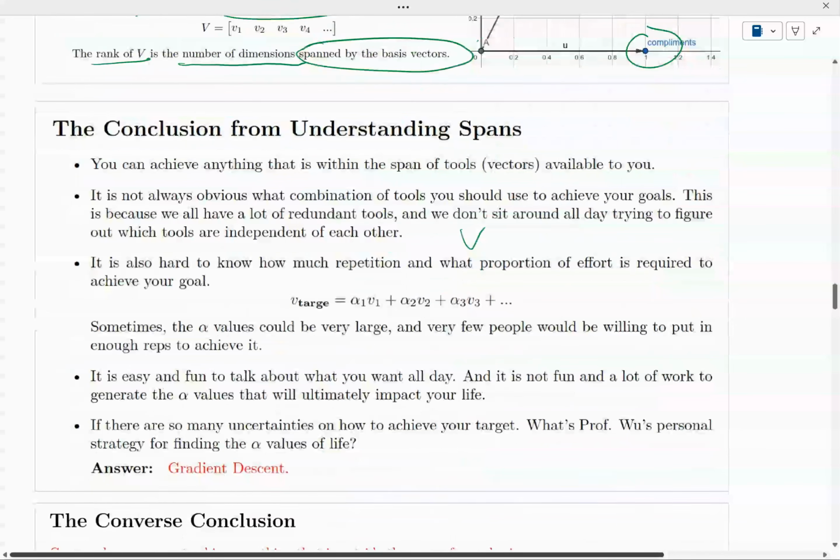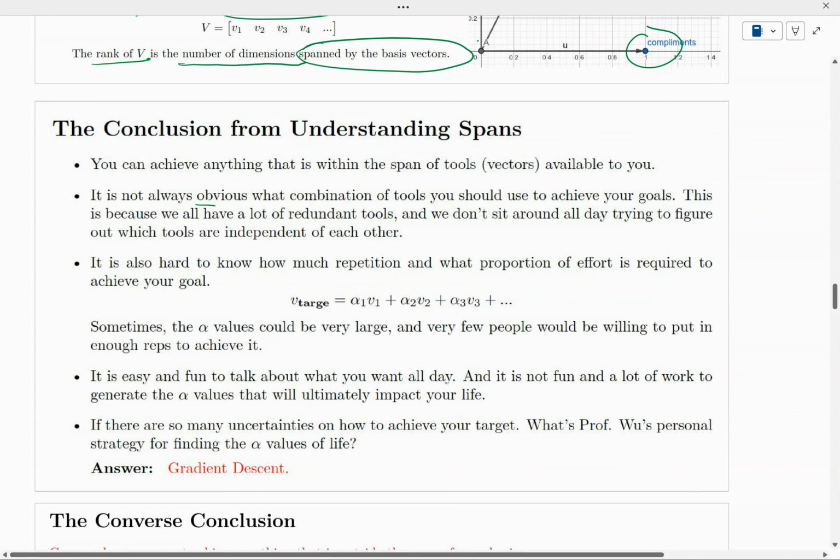All right. So the conclusion, if you conceptually understand, can grasp the concept of span. The span is the space of possible points you can reach, right? Span of possible targets you can achieve. So the conclusion from understanding span is that you can achieve anything that is within the span of the tools, the vectors available to you. So if you have the tools, you just have to put in the work, right, to reach the target.